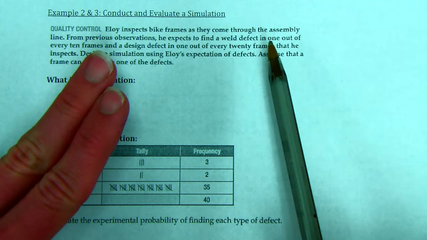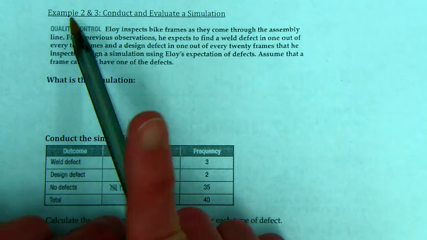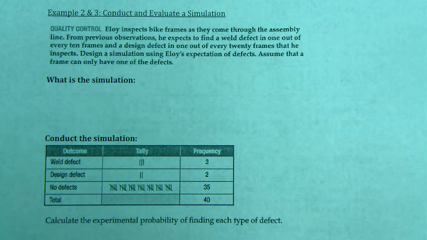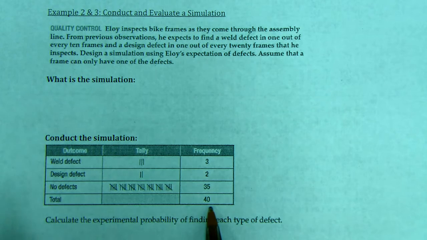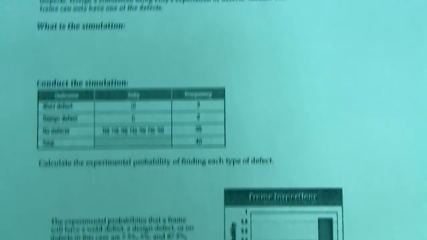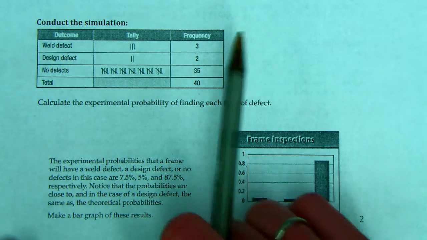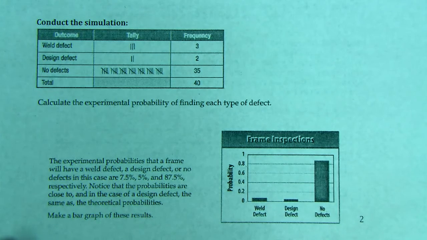I'd put them all in a bag or something I can't see, and I'd take 1 out at a time, record it, place it back in there, and then draw again. So that's what I would do. I would probably do it 50 times. They did one 40 times. And here we are. We're going to calculate the experimental probability. So 3 out of 40, which is 7.5%, 2 out of 40, which is 5%, and 35 out of 40, which is 87.5%.